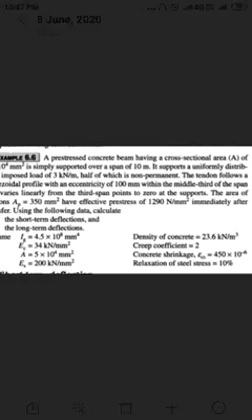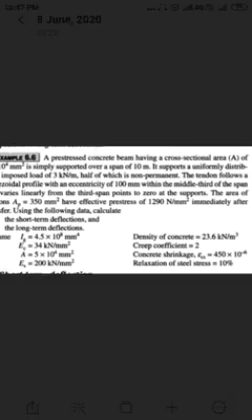The area of the tendon, A_p, is 350 mm square, with an effective pressure of 1290 Newton per mm square immediately after the transfer. So here you have to find out the short-term deflection and long-term deflection. The moment of inertia, Young's modulus, and area and Young's modulus of the steel and concrete are both given. The density of the concrete you have to take as 23.6 kilonewton per meter cube. Creep you have to take as 2. Concrete shrinkage you have to take as 450 into 10 to the power of -6. Relaxation of the steel is 10%.